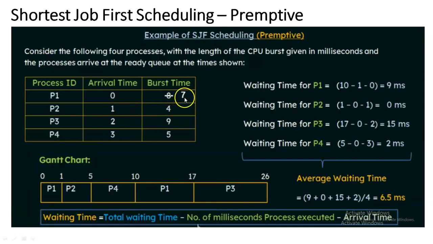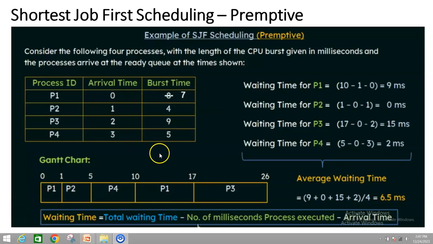So the burst time of P1 is 7 and the burst time of P2 is 4. So we know that 4 is smaller. So P2 is the smaller process now. As P2 is smaller, P2 will be served to the CPU. So now P2 will be continuing from unit time 1 to unit time 2.